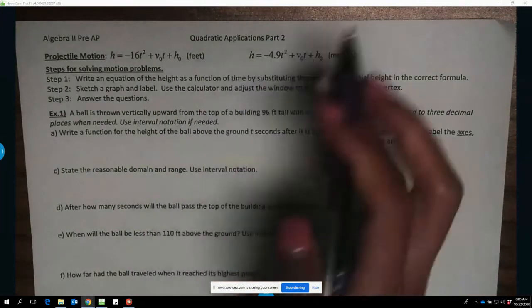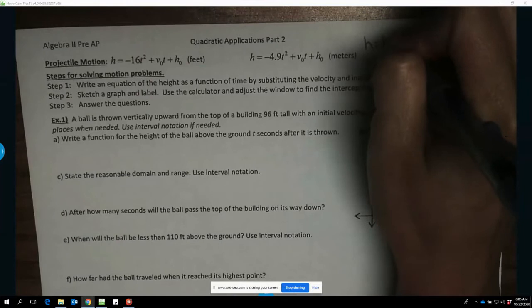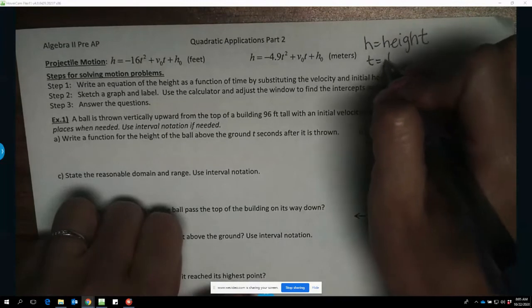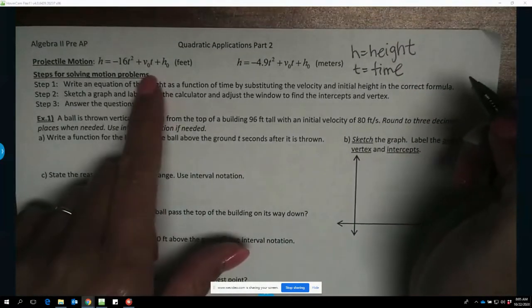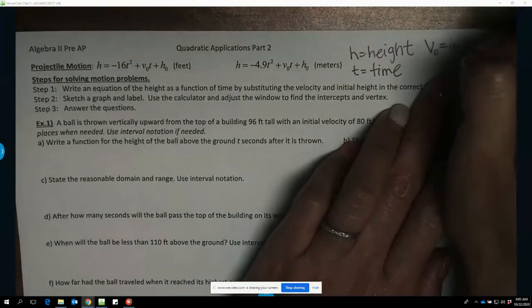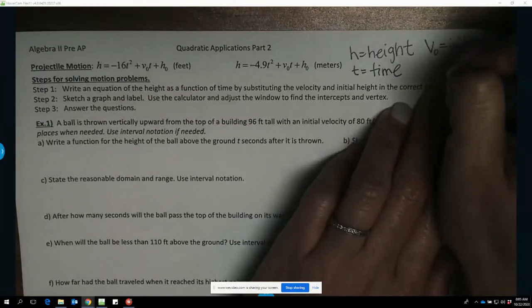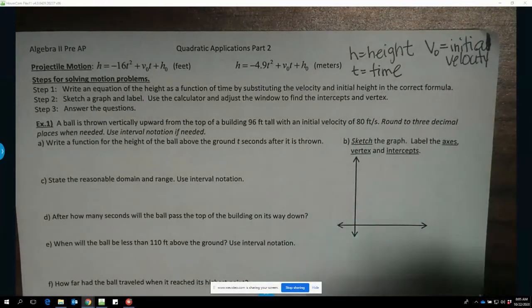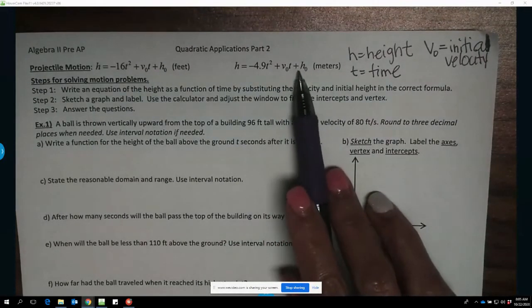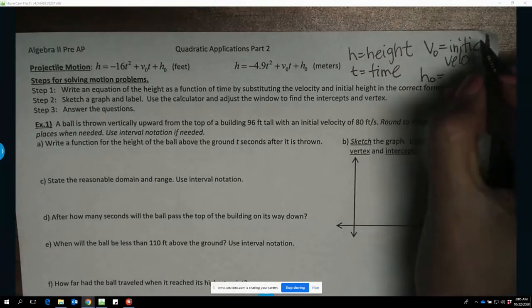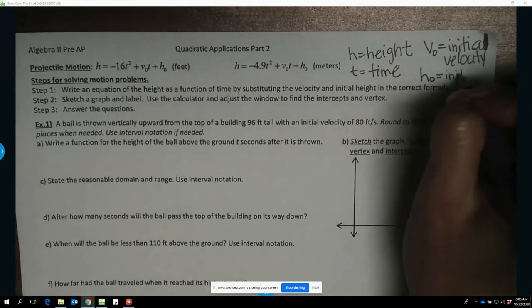Here, H stands for height. The T stands for time. The V0 stands for the initial velocity, so the speed of the object. And the last one, H0, stands for the initial height. Like where did you throw the object from? From the ground or from a building? So H0 is the initial height. Make sure you're familiar with the equations.